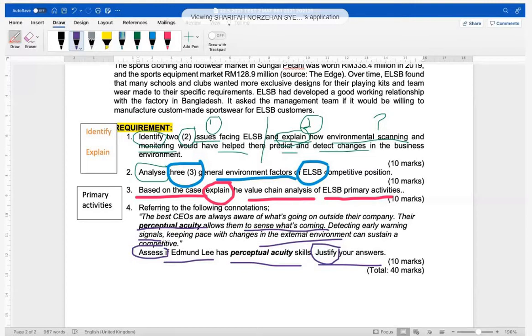Kalau ikut the thinking skills, it is on the high side of your higher order thinking skill. So when you are asked to assess, all right, you are to appraise the value or the situation. Sama ada dia ada ataupun dia tak ada. So both ways should be actually looked at. If you say dia ada, why you say it? If you say he doesn't have it, why do you say that he doesn't have it?